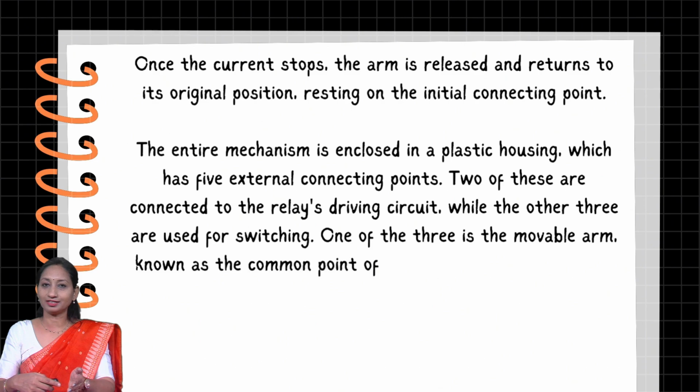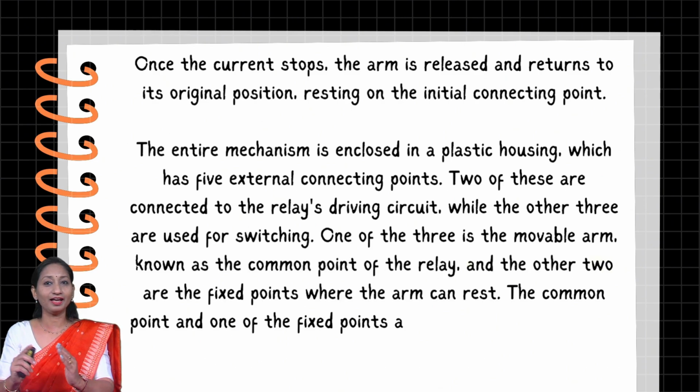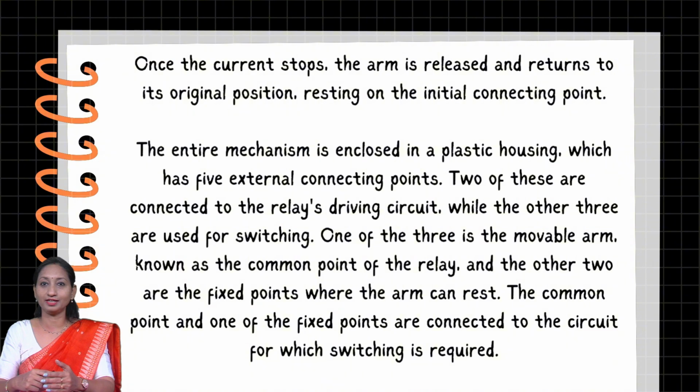The entire mechanism is enclosed in a plastic housing which has 5 external connecting points. 2 of these are connected to the relay's driving circuit, while the other 3 are used for switching. One of the 3 is the movable arm known as the common point of the relay, and the other 2 are fixed points where the arm can rest. The common point and one of the fixed points are connected to the circuit for which switching is required.